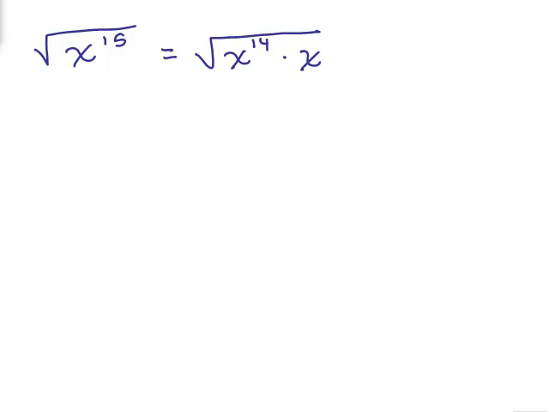And then x to the 14th. What's the square root of x to the 14th? Half the exponent, so you could take x to the 7th out, and you have a square root of x inside.